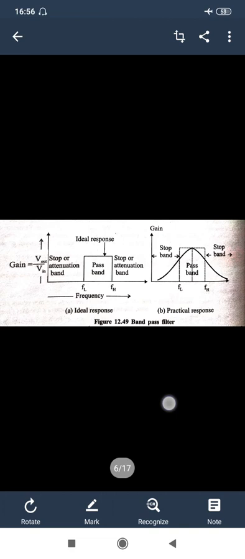In this case, below fL and above fH the frequencies are attenuated, and between fL and fH they pass. So this is the ideal, and on the right side is the practical frequency response. Near fL and fH the graph increases gradually, in the middle it is sharp, and then it gradually decreases in the stop band. So this is the ideal and practical response of the band pass filter.